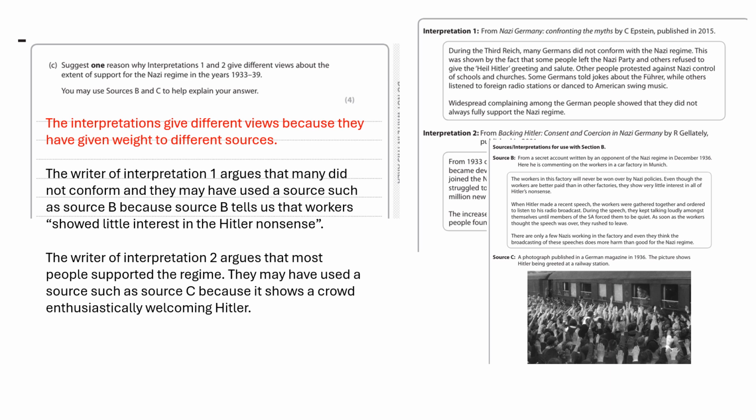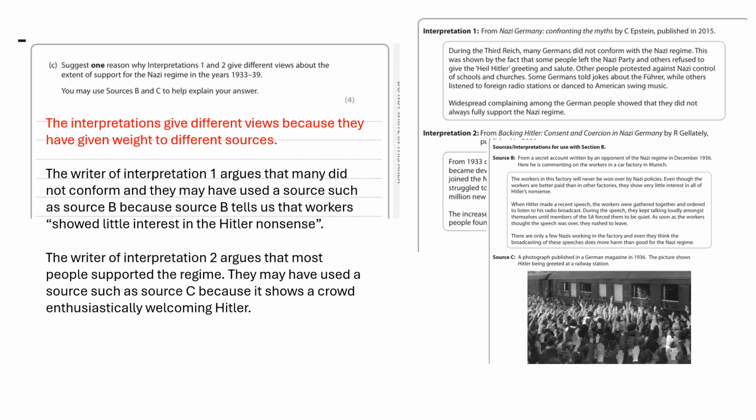So if we put that into action, have a look at the screen. The interpretations give different views because they have given weight to different sources. The writer of interpretation 1 argues that many did not conform and they may have used a source such as source B, because source B tells us that workers showed little interest in the Hitler nonsense. The writer of interpretation 2 argues that most people supported the regime. They may have used a source such as source C because it shows a crowd enthusiastically welcoming Hitler. So we've said they give different views because they've given weight to different sources, and then we prove it.